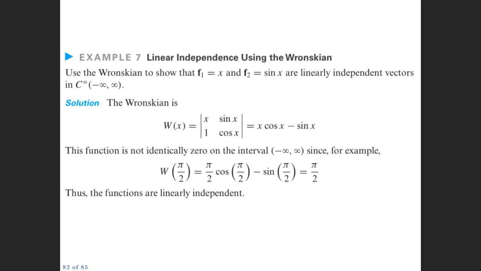So for example, use the Wronskian to show that x and sine x are linearly independent vectors. What we do is we calculate the Wronskian. The first column is x, and then the derivative of x, which is 1. And the second column is sine x, and then the derivative of sine x, which is cos x. We calculate this determinant, x cos x minus sine x, and then we can see that this is not always equal to 0. For example, W at pi over 2 is not equal to 0. That tells us that these two functions are linearly independent.